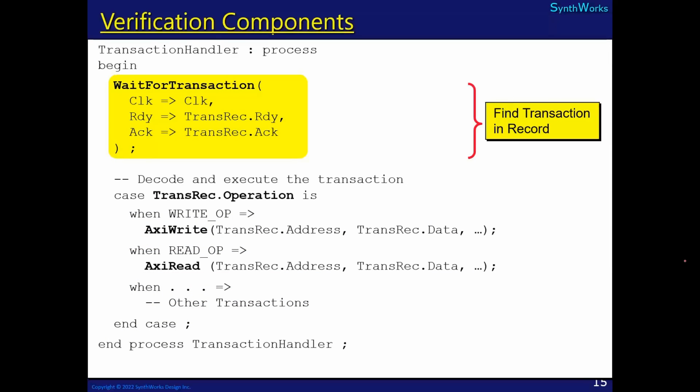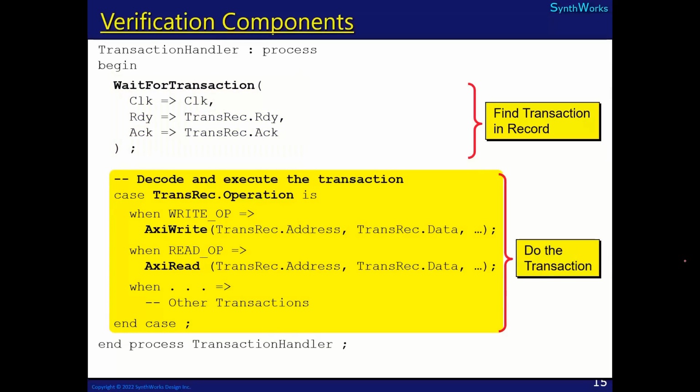Okay, so the verification component sits there patiently waiting for something. It starts up by calling wait for transaction. The verification component can be very simple, okay? So we call the request transaction procedure. Here, its communication partner is wait for transaction. So when request transaction is called, that's the procedure saying, hey, verification component, I got something for you. And the verification component picks it up, looks in its record, decodes it and does the operation.